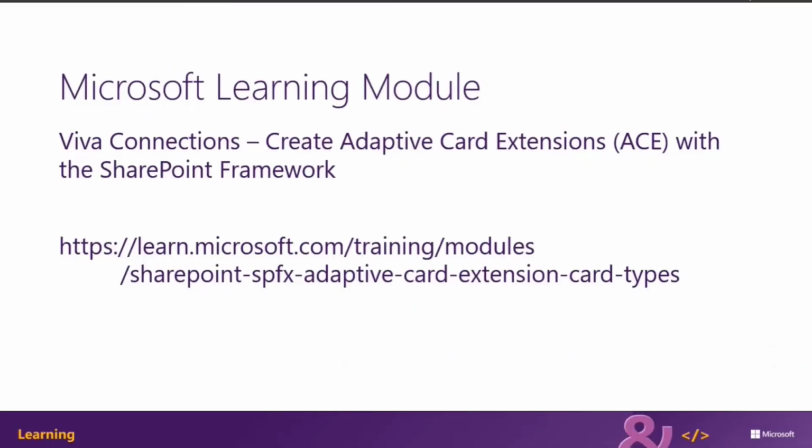So this module is called Creating Adaptive Card Extensions with the SharePoint Framework. Got all my keywords in there. There's a link to where you can find it as well. The link that Vesa just showed a second ago is also there. That is also on the slides.